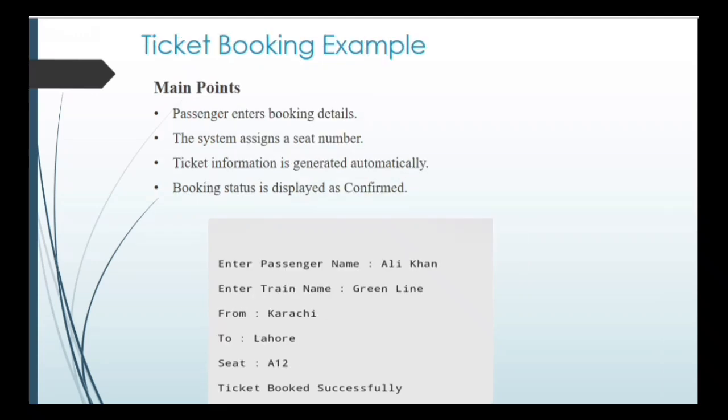Now I will explain the ticket booking process. In this example, the user enters passenger details such as name, train name, departure, city destination, and seat number. After entering all the required information, the system processes the data and confirms the booking. Finally, the system displays a message like ticket booked successfully. This example shows how easily a passenger can book a ticket using this system without any manual process or waiting time.